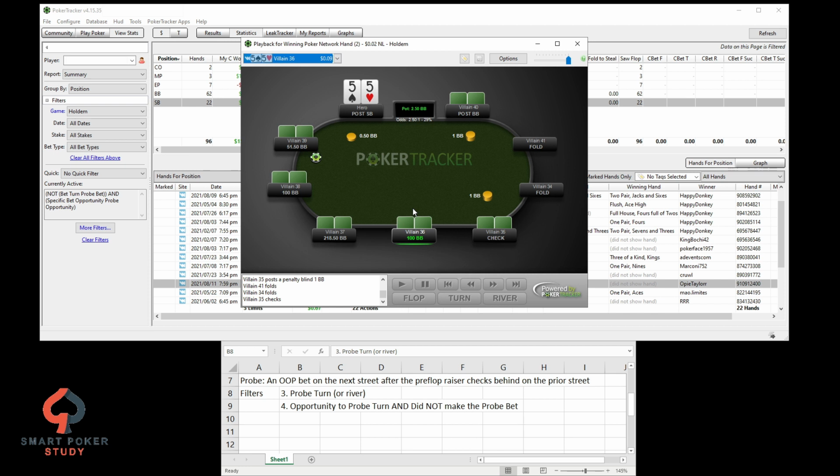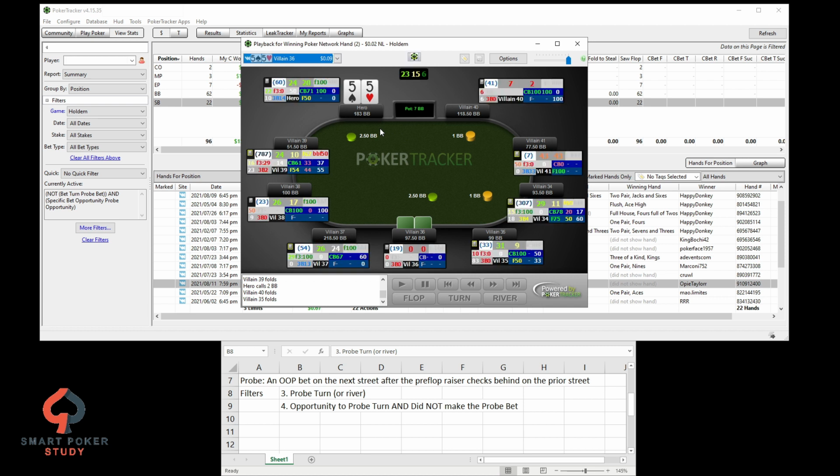A check from the big blind poster. We get a small raise right there. We decide to call to set mine. Fold, fold. Great, we're heads up. The fact that we call from out of position, we have now set up a possible probe turn opportunity, right?